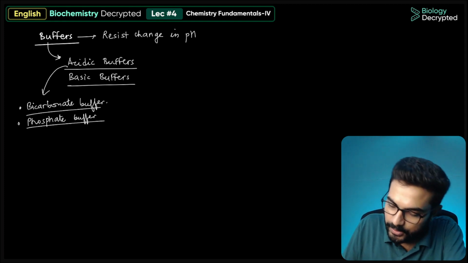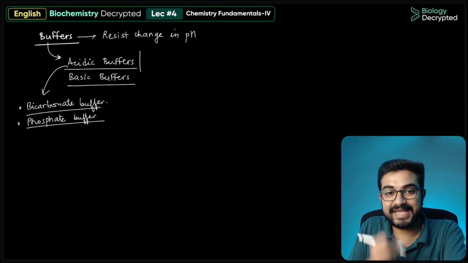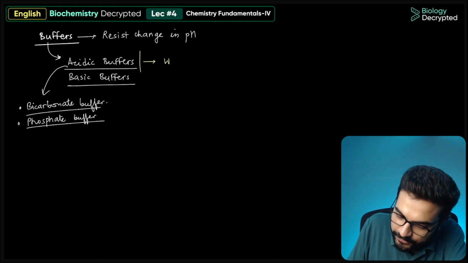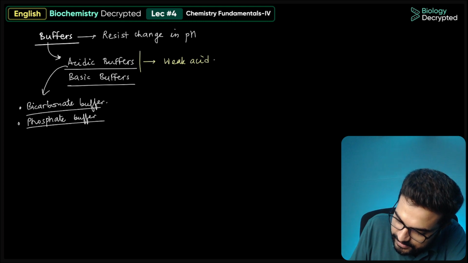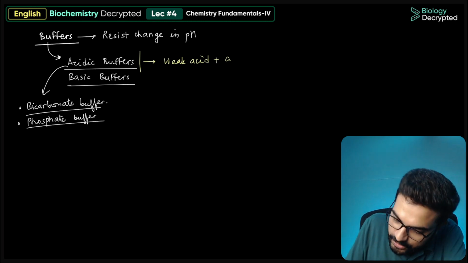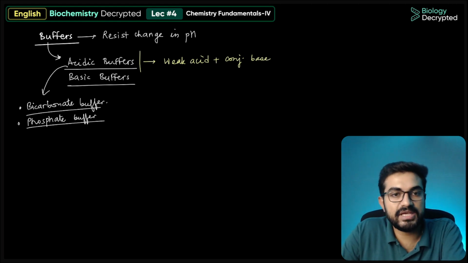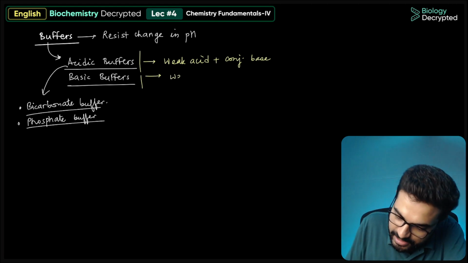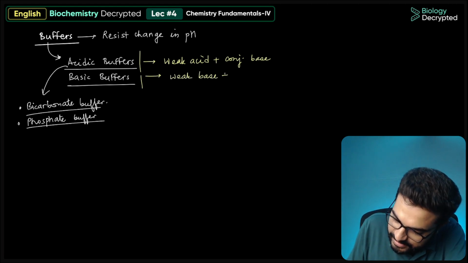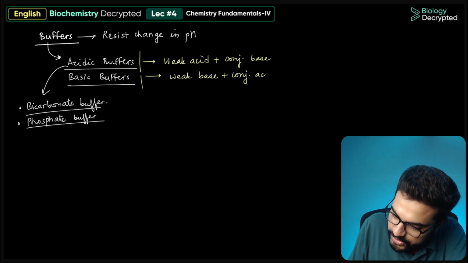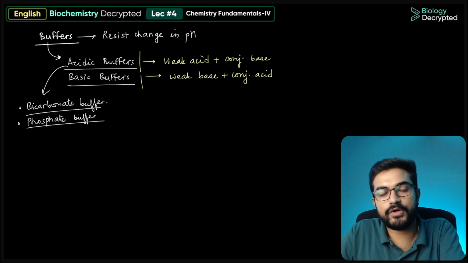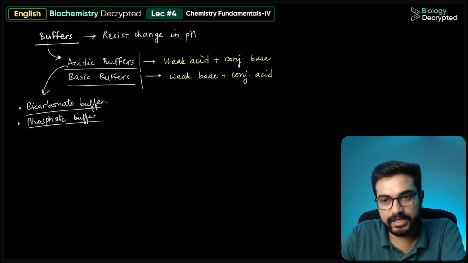Now, what is the constituent of acidic buffers? Acidic buffers are made up of a weak acid and its conjugate base. Similarly, basic buffers are made up of a weak base along with the conjugate acid. So weak base plus conjugate acid makes up the basic buffers, and acidic buffers are made up of weak acid and conjugate base.